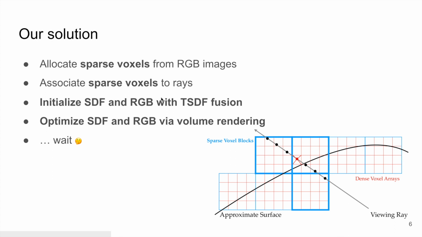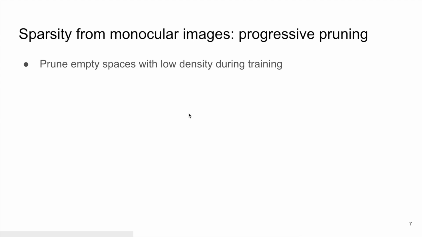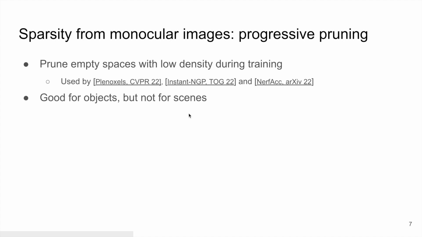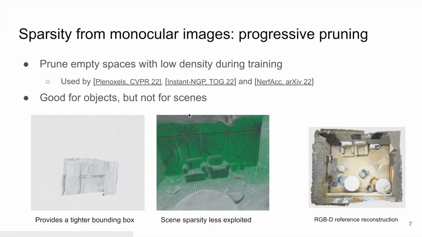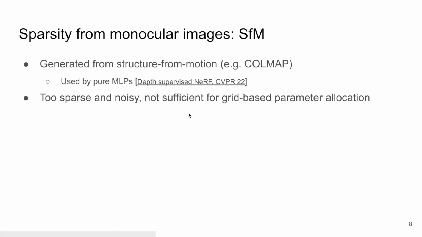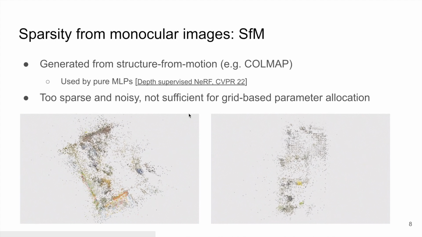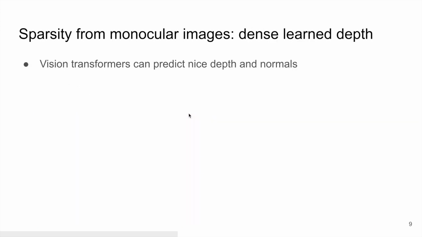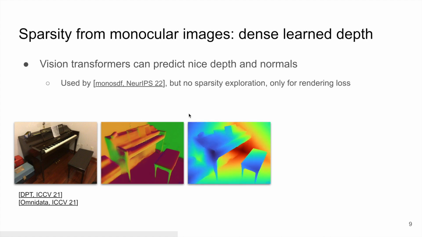One of the major challenges is the difficulty to discover sparsity from RGB images. Previous works have attempted to learn sparsity during training via progressive pruning, but they are usually good for objects and have problems with pruning empty space within a scene. Structure from motion does provide a sparse point cloud, but it can hardly help in allocating voxels due to its noise. Recently, dense learned depth has provided high-quality priors, but being unscaled, simply putting them together results in a mess.